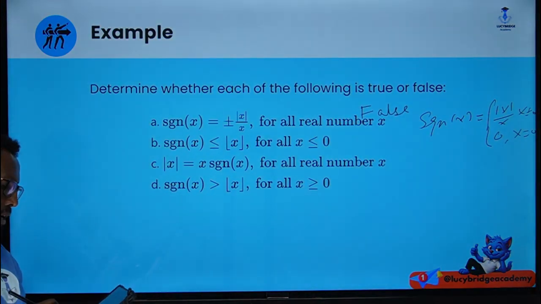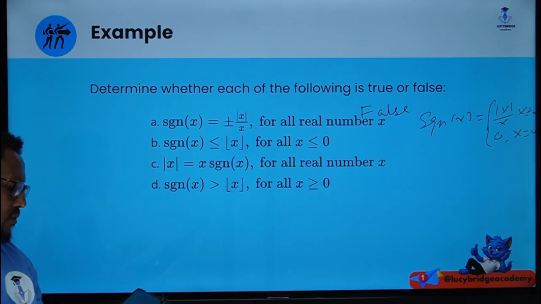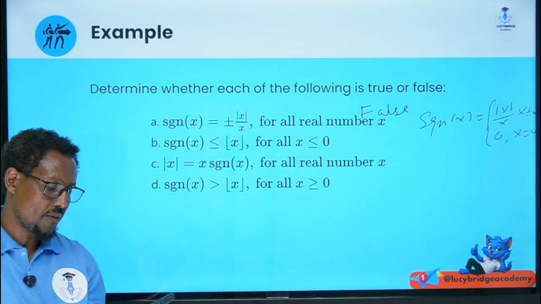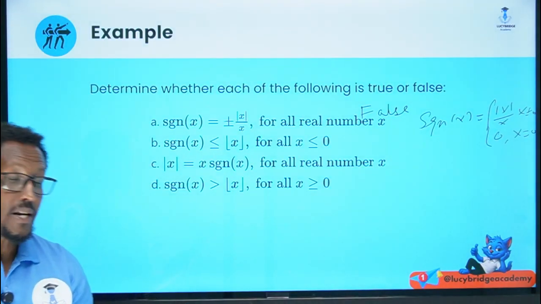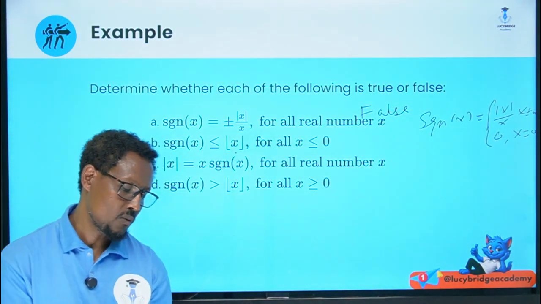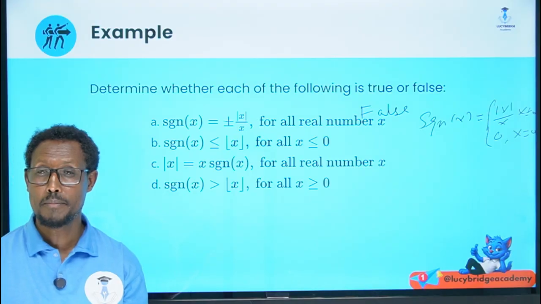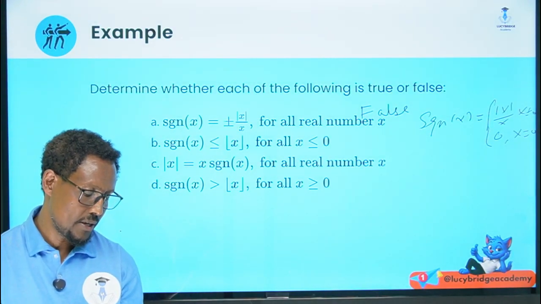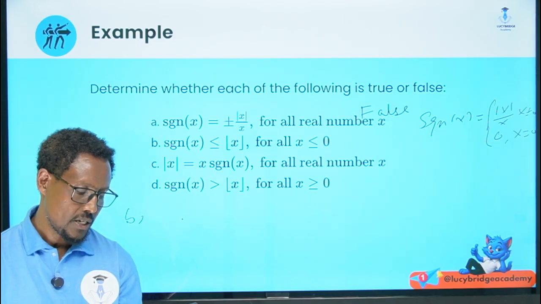b: signum of x is less than or equal to floor of x. The signum of x is always 0, 1, and -1. But what about floor of x? Floor of x can be greater than 1. Look, for example, take a counter example.